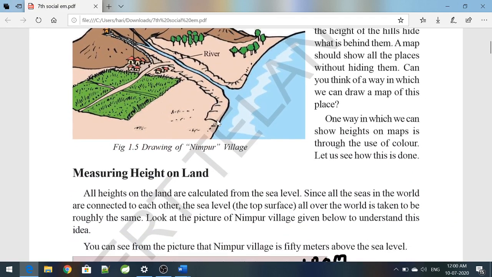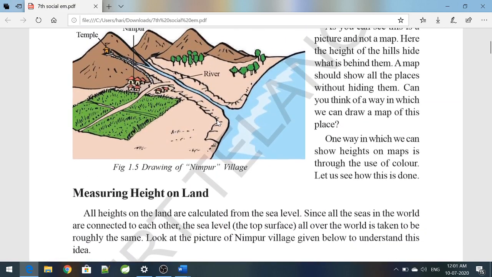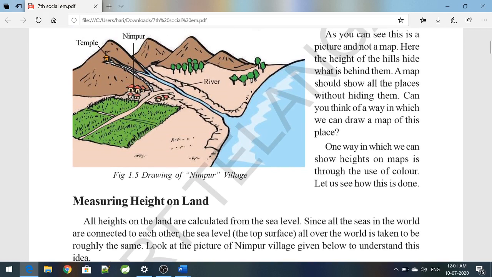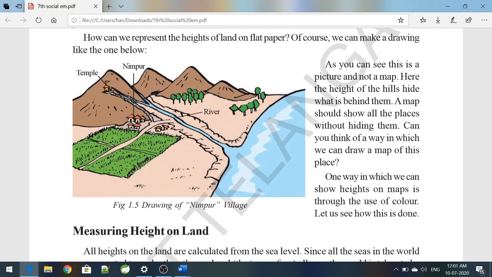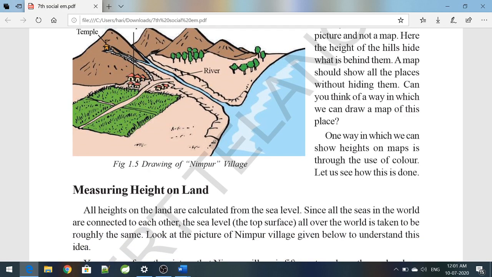So for that purpose we measure height on the land. How will we measure? We will measure with the help of sea level. Sea level will not be the same all the time. It will have high tides and low tides. So what scientists do is record high and low tides for a few days, and for a particular number they take out its average, and with the help of that they provide a mean sea level, and it is almost the same in all the countries.